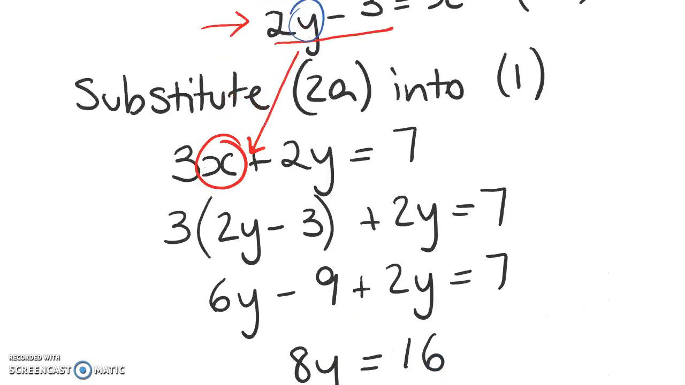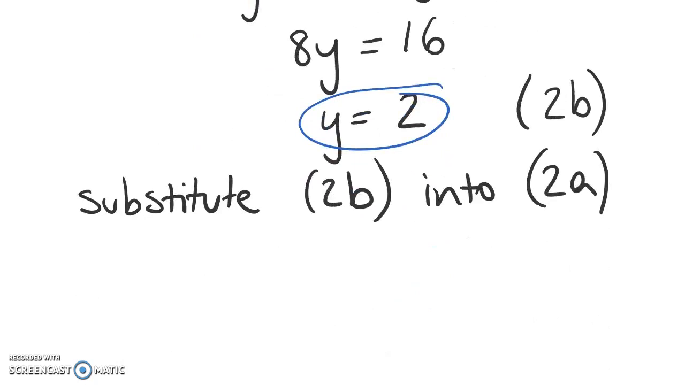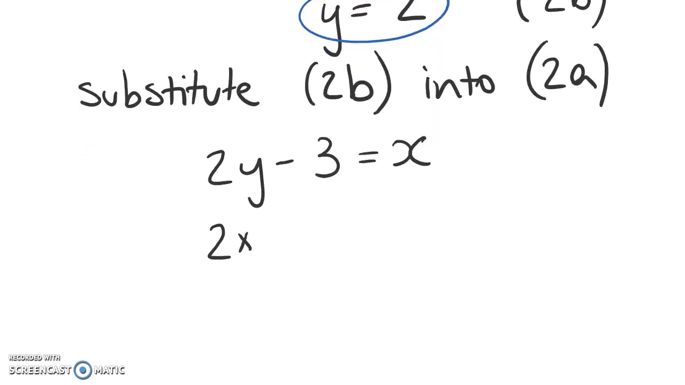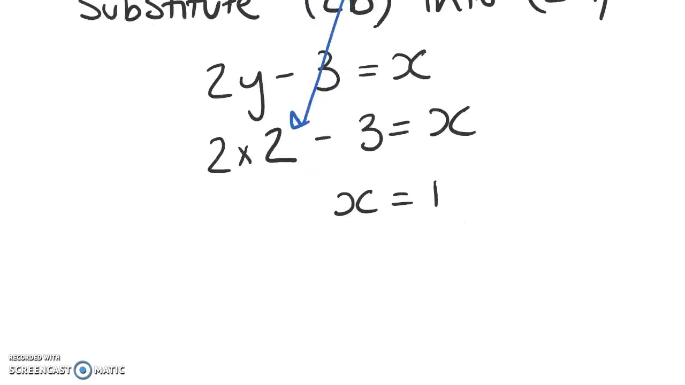So we had 2y - 3 = x. 2 times 2, by substituting that in, take away 3 equals x. 2 times 2 is 4, take away 3 is 1. That means x = 1. Therefore, x = 1 and y = 2, and we've solved that initial set of linear equations using the substitution method. In the next video, I'll show you how to use the elimination method to work out the same answer.